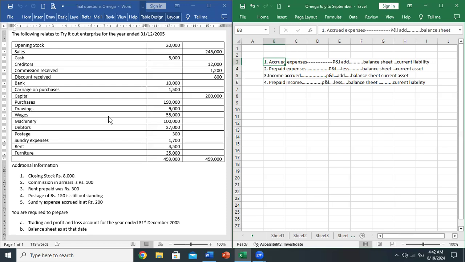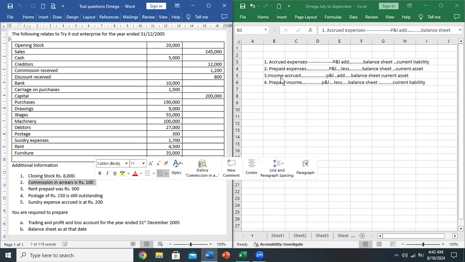So if you look at the additional information given in this question, apart from the closing stock, the second one, commission in arrears. So professors, which of these adjustment is given in this question as additional information too? Is it income prepaid or income in arrears, or expenses prepaid or expense in arrears? Let me get your view on that. Whoever is ready can give me his or her opinion.